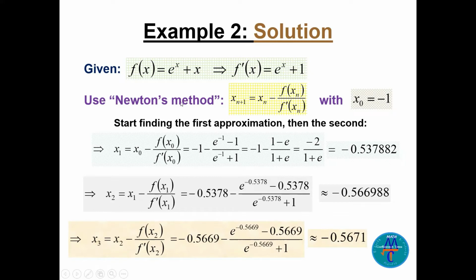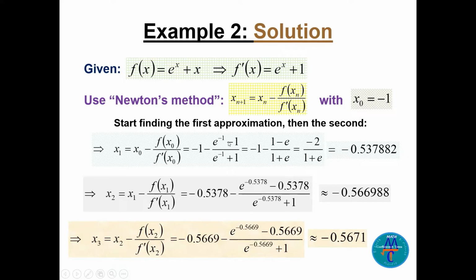Same rule for Newton's method. Initial guess is minus 1. So x sub 1 will be x sub 0 minus f of x sub 0 divided by f prime of x sub 0. So you put minus 1 in the function, you get e to the minus 1 minus 1. And then you put minus 1 in the derivative, you get e to the minus 1 plus 1. And this is x sub 0 is minus 1.